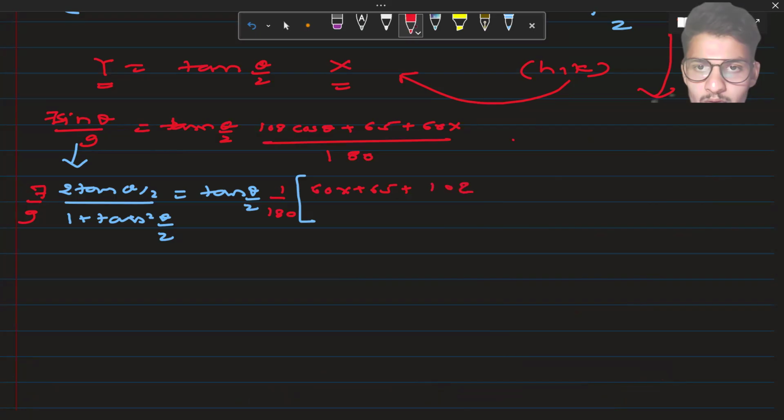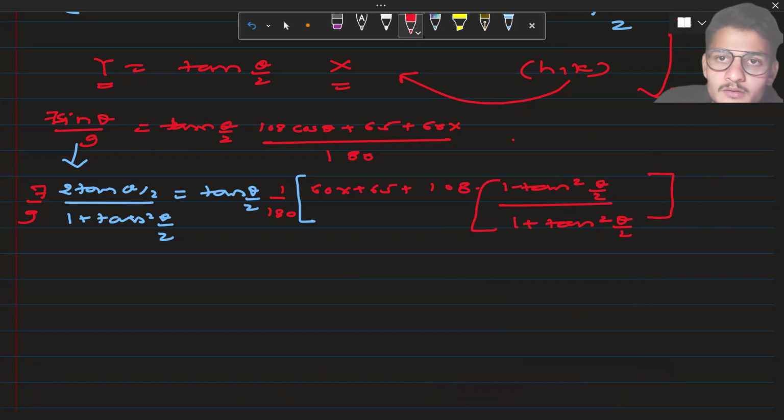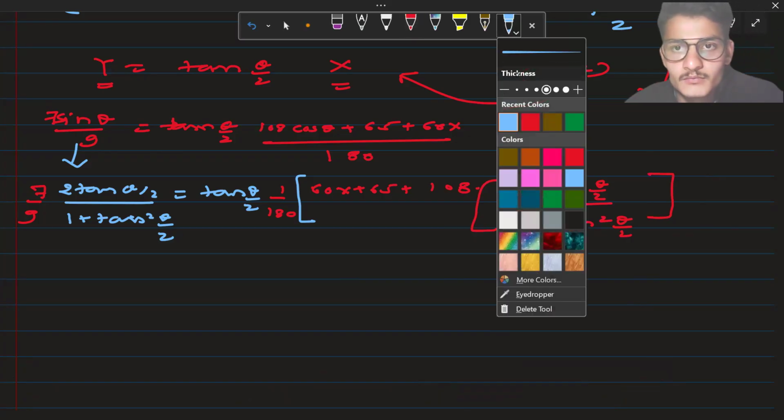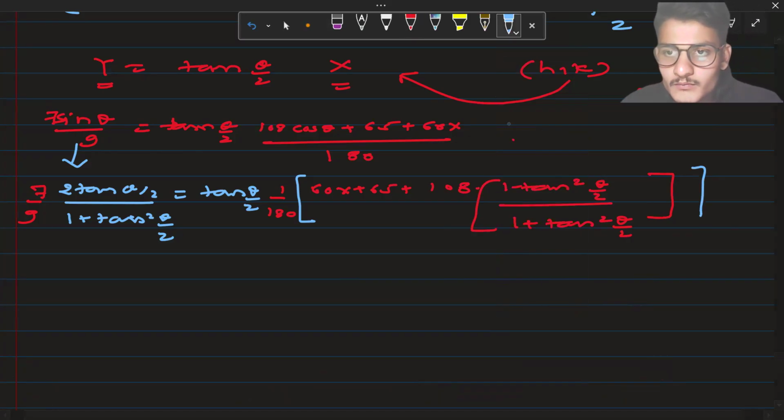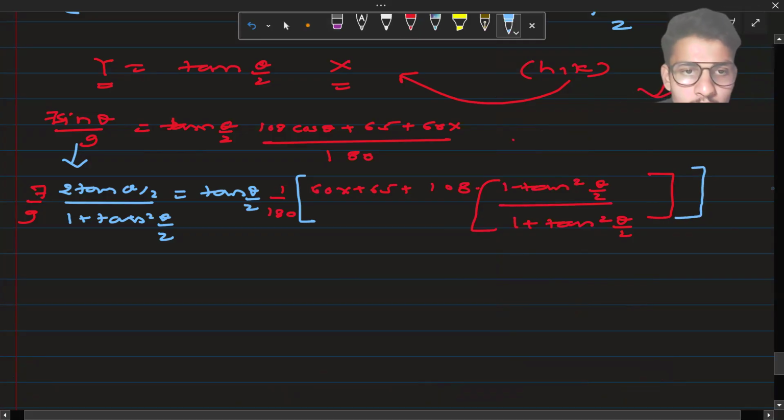Putting the value of cos theta, that is (1 minus tan square theta/2) over (1 plus tan square theta/2). Okay. Now, how can you simplify this calculation? Can you see that this tan theta by 2 and tan theta by 2 will get cancelled? Yes, sir, I'm seeing it.